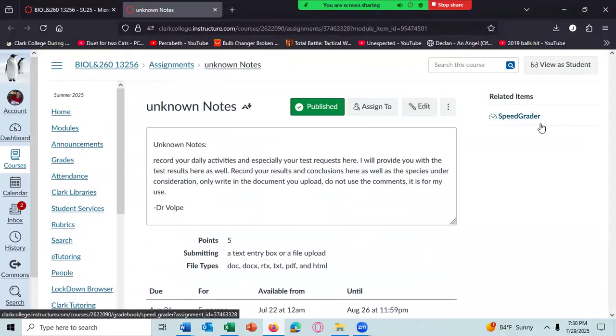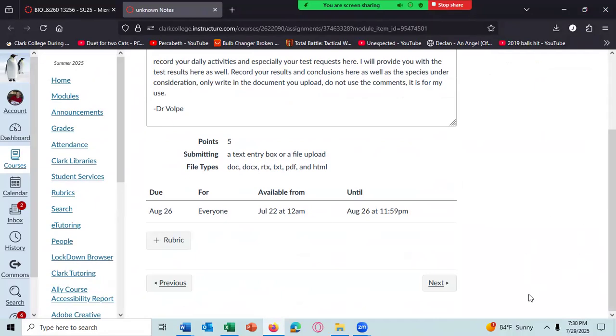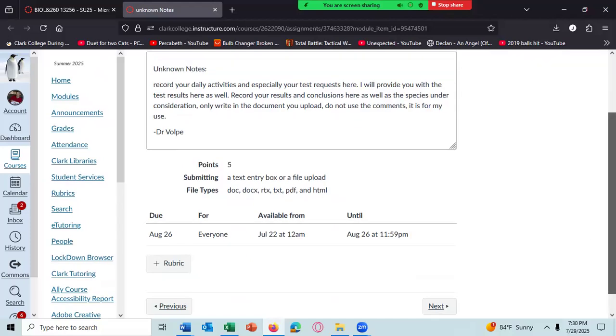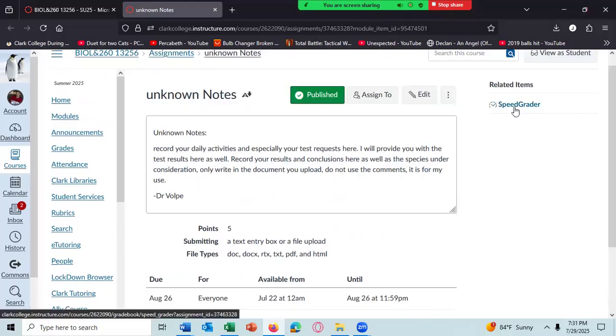There are two ways to do the unknown notes page. You can be very formal in writing up your results on your unknown notes page and giving all the information here, your daily activities, what tests you request. You need to request them here. I will provide you with results. I will put them in the comment section. Please do not use the comment section. If you do use the comment section, I will delete it. Comment section is for me to give you a comment, especially your results, but other comments as well. If you want to put a comment, put it in your document that you're uploading to your unknown notes pages.